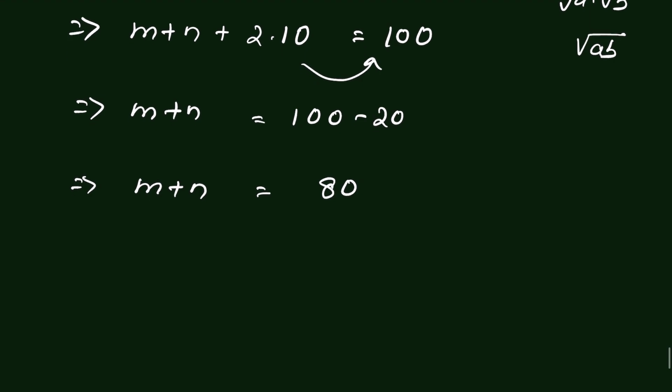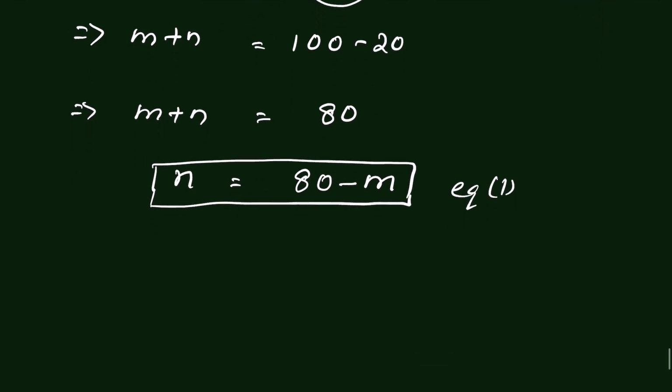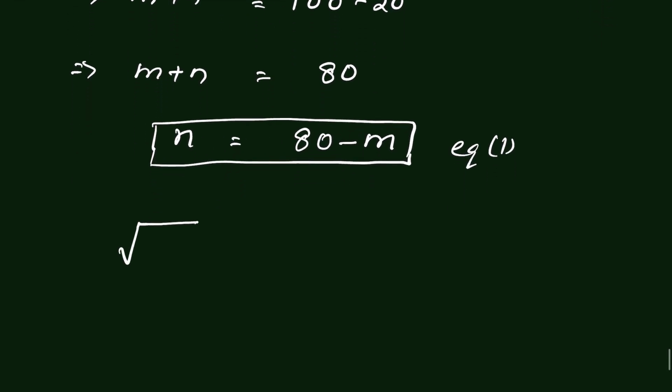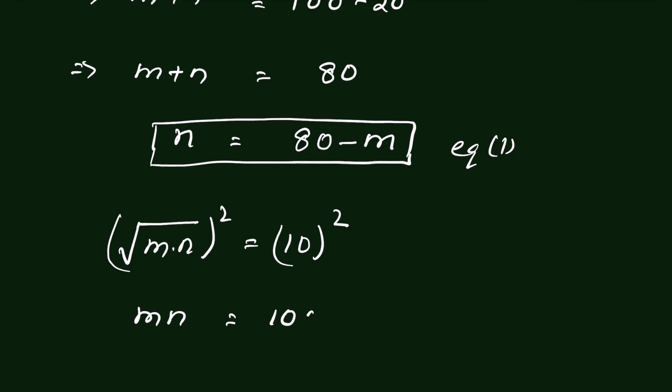From here we can get the value of n. n is equal to 80 minus m. Let this be equation 1. Now again we have square root of m times n is equal to 10. When we square both the sides, it is m times n is equal to 100.